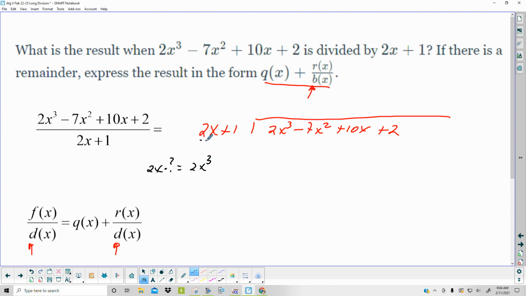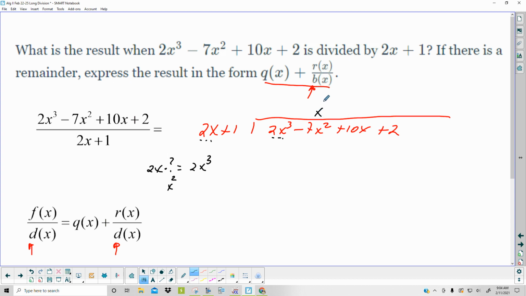What would you multiply this by to get this? What would you multiply the first thing by to get the first thing? It has to be an exact match. Okay? I would multiply 2x by x squared to get 2x cubed. Now that is written above, so this is a square, okay? You write that above the other squares.